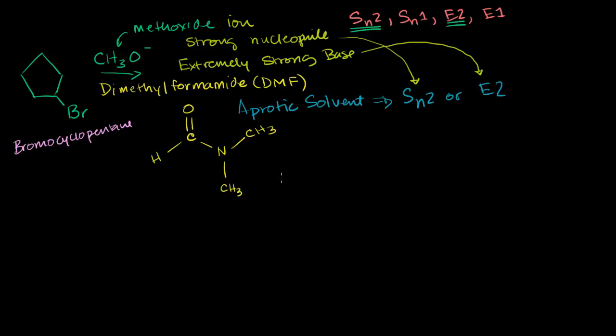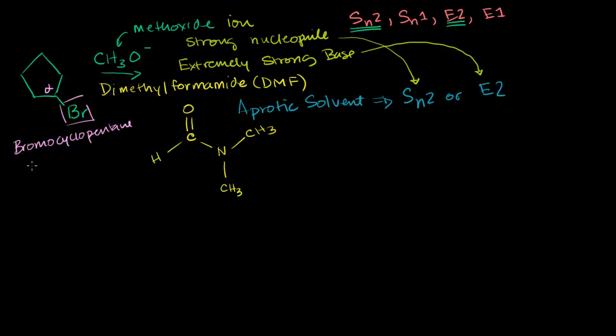Now, the last thing we need to think about is the carbon where the leaving group might leave from. And immediately when you look at the bromocyclopentane, there's only one functional group attached to the chain, and that is the bromo group right here. It is attached to this carbon.